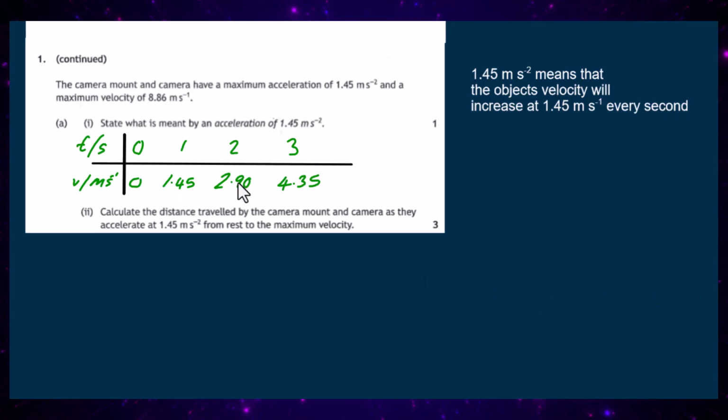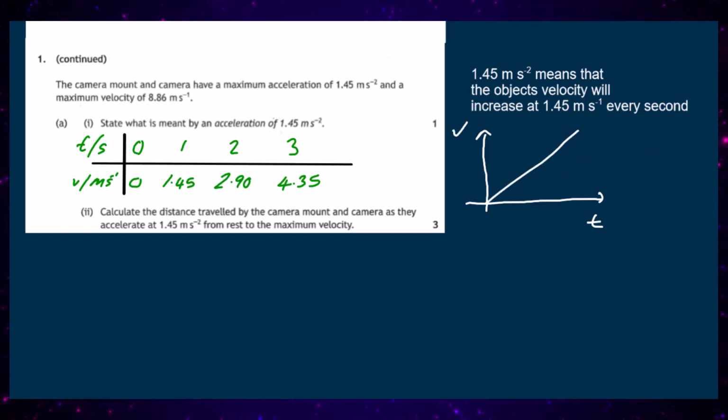And you can see the increase going to 2 seconds and going to 3 seconds. Another way to describe that, if you want, but you don't have to put this in for just 1 mark, would be the graph of the object. That would be time, that would be velocity, and the graph would look like that, a straight line. And the gradient would be equal to the acceleration, which we know is 1.45 meters per second every second. So that's all we have to say for that one. A quick answer, just giving you a bit extra there: 1.45 meters per second every second means that the object's velocity will increase by 1.45 meters per second every second.